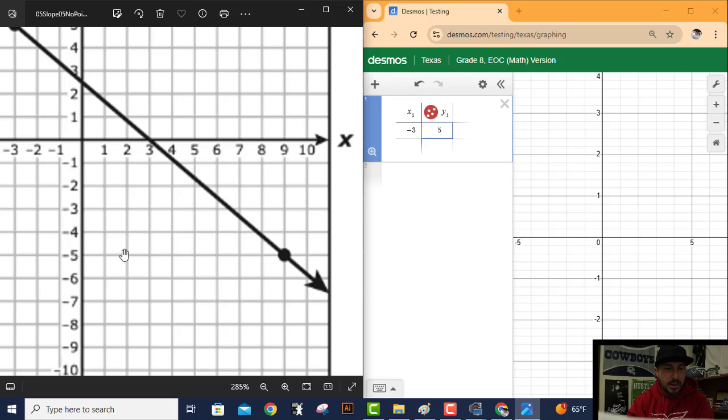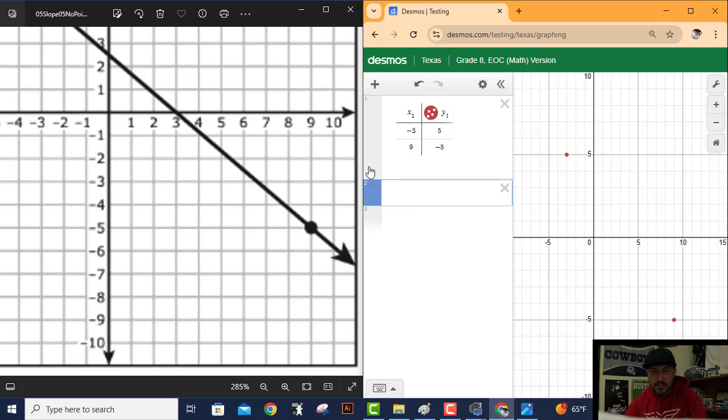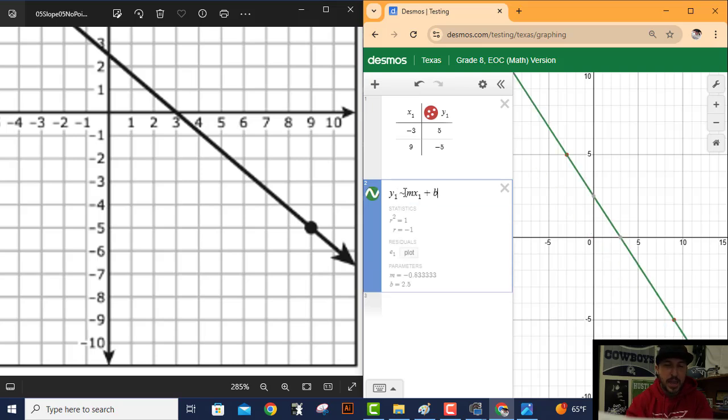Now let's go find the other point. It's going to be 9 and -5. The 9 will go first. Why? Because he's the x value. Then the -5 goes. Cool. I hit the magnifying glass so I can see those dots. There they are. Now we do our equation. Y1 squiggle m x1 plus b. Now we're going to type in m to get the answer.